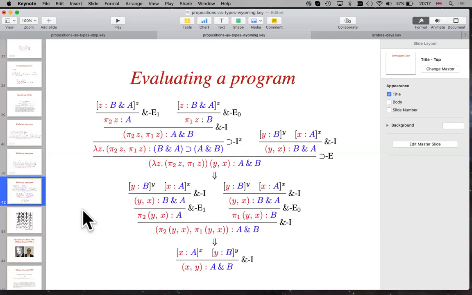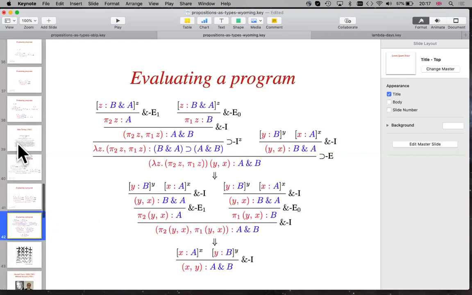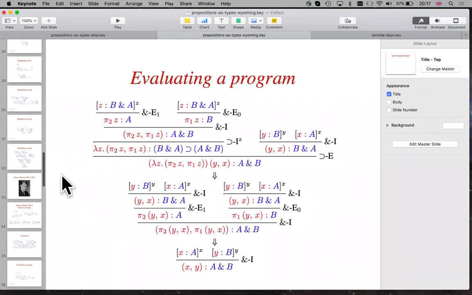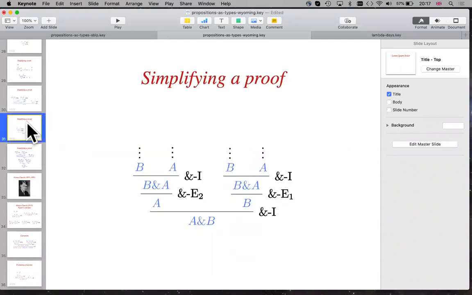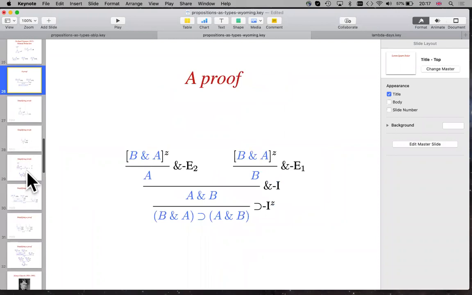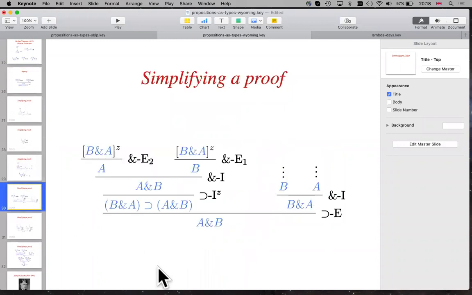So these two things are in a very close correspondence. And right, what's going on here? So when we said, let's go back to this one, right? When we said here, okay, I've got a proof of B and a proof of A, and from this I've got this complicated proof of A and B.